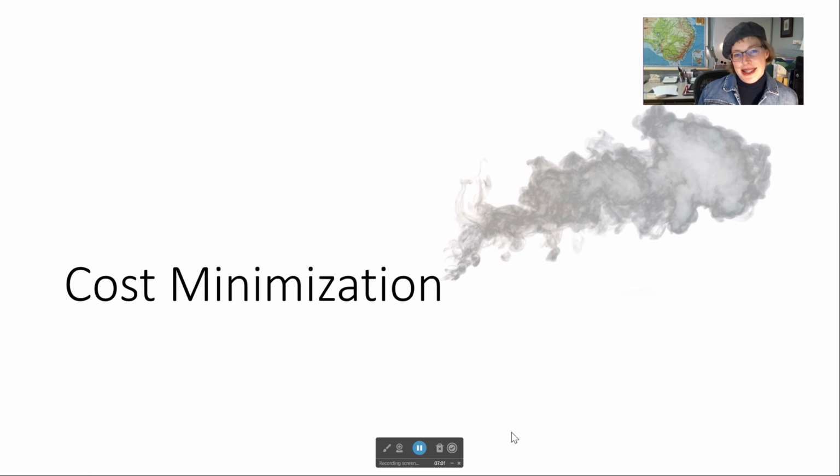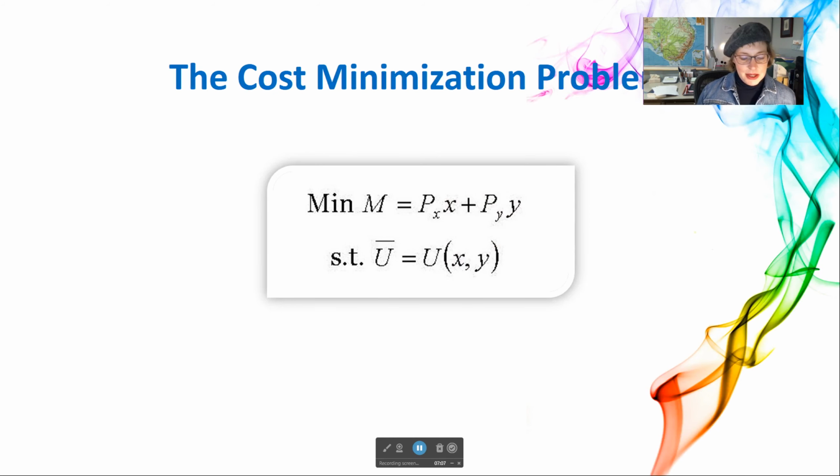Okay. Let's consider the following cost minimization problem. Here you will see in the objective function we have what looks like the budget constraint. It is our expenditure M equal to the price of good X times X plus the price of good Y times Y. These are minimized subject to the utility constraint, where we're trying to keep our consumer at a certain level of utility by choosing the correct amount of X and the correct amount of Y to keep their costs at a minimum.